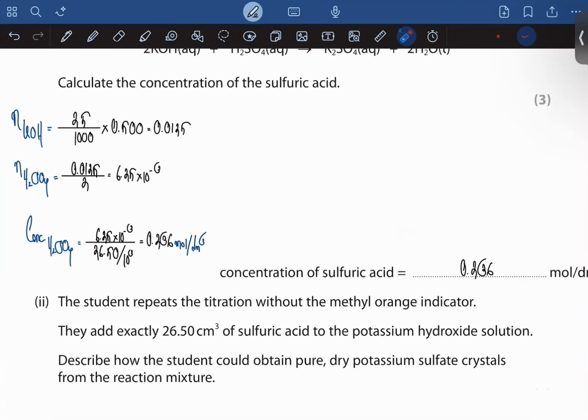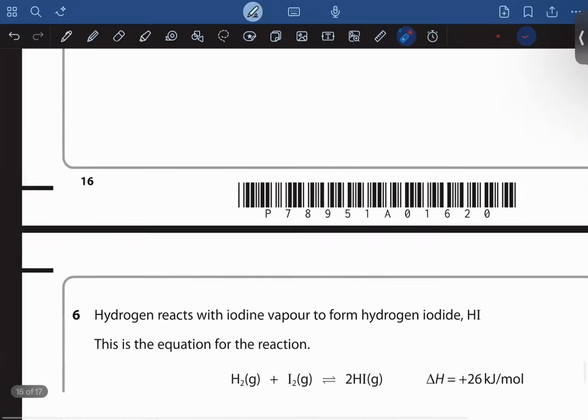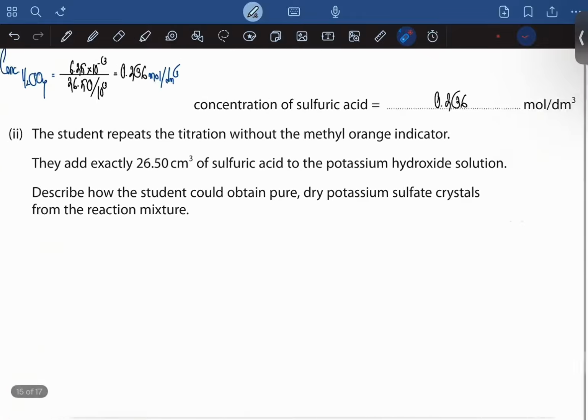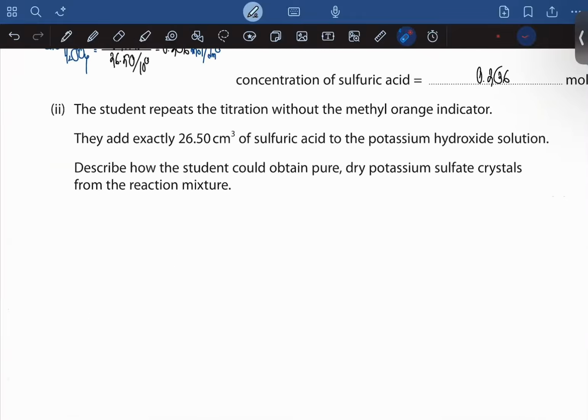Moving on. So the next question says that the student repeats the titration without the indicator. They added exactly this volume of the acid to the potassium hydroxide, the base. Describe how the student could obtain pure dry potassium sulfate crystals from the reaction mixture.